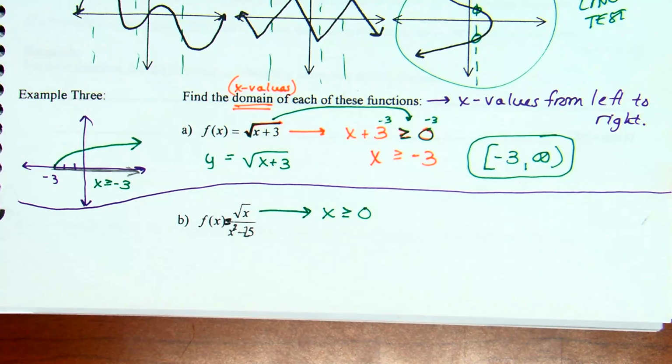So right there, I just eliminated half of our numbers. X has to be positive. When we graph this, we should not see anything to the left of the y-axis because x has to be positive. Does that make sense? Now, besides square roots, what's the other thing I said we had to watch out for? Denominators. Denominators cannot what?